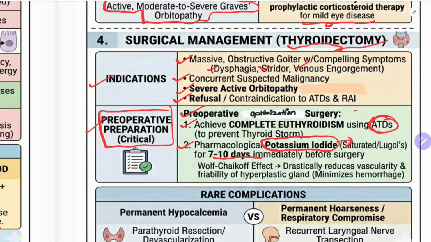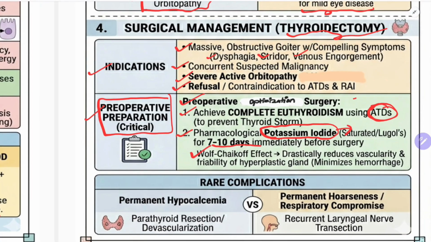So what will happen with this? Wolff-Chaikoff effect will take place. So that drastically reduces the vascularity and friability of the hyperplastic gland, and that will minimize hemorrhage. Okay. So some complications of surgery.